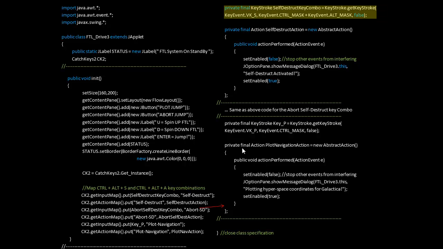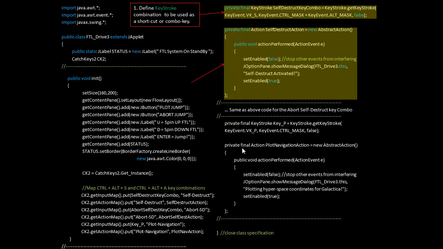Okay, so in this case we have to define the keystroke combination to be used as a shortcut or combo key. And so the first combo key combination will be the combination of Control and Alt and S to activate the self-destruct on the Galactica. Once I do that, then I have to define the action. So I define the action to be performed when the combo key defined above occurs. In this case, what will happen? I'm simply going to display self-destruct activated in a JOptionPane, a little pop-up window.